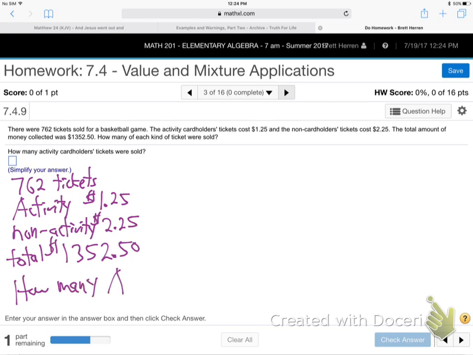How many activity card holders and non-holders attended the basketball game? So a bunch of people came to the basketball game. Some have activity cards, some don't. 762 tickets were sold. Total money collected, $1352.50. How many of each type? So give it a try. Do the same thing we did on the ice cream problem.